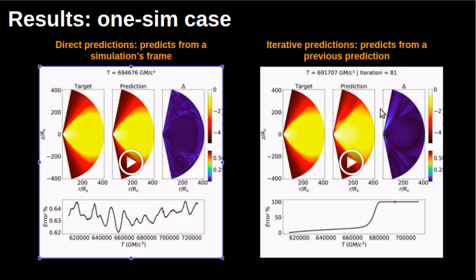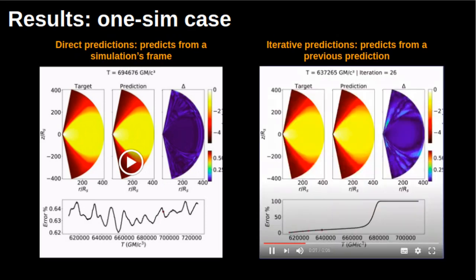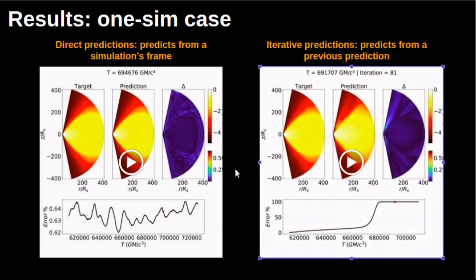The second is the iterative prediction, where we feed a single simulation frame to the model, and the model predicts. Then we take this prediction and feed it again to the model, and this goes on and on. We see that the model can learn up to a certain time, but after that the error grows really quickly. So this is something to investigate as well.